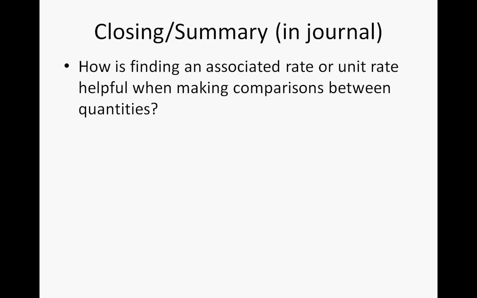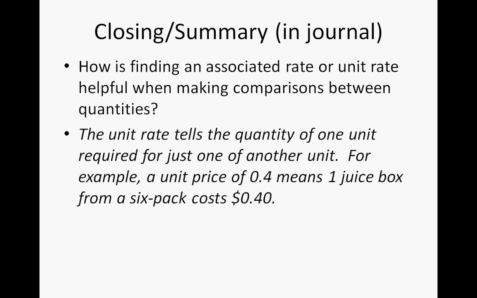All right, so once you are done with that, in closing and summarizing in your journal, this should be the last thing you do: how is finding an associated rate or unit rate helpful when making comparisons between quantities? One of the things that we did was create a unit rate. The unit rate tells the quantity of one unit required for just one of another unit. For example, a unit price of 4/10 means that one juice box from a 6-pack costs 40 cents.